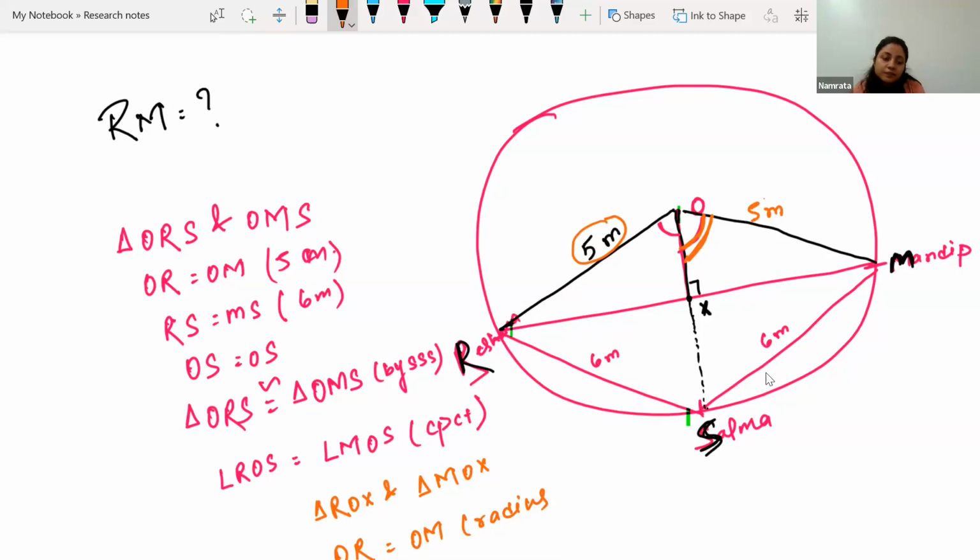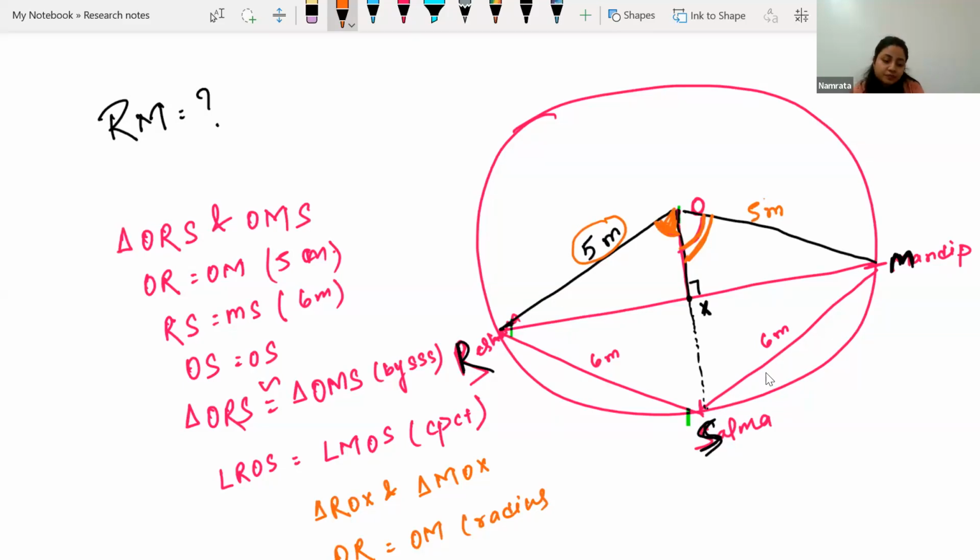Getting? Again, I am repeating, angle ROS can be written as angle ROX. Eventually, we are talking about this angle only. Am I making sense? Let me know, then only I'll move ahead.